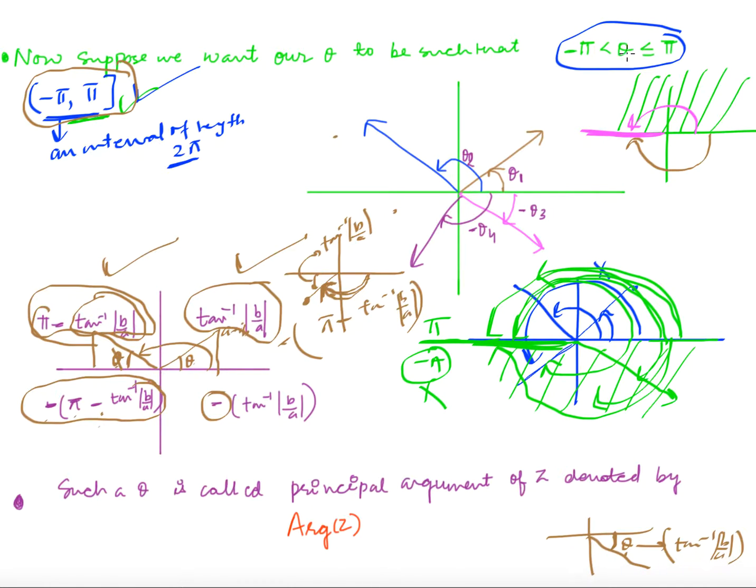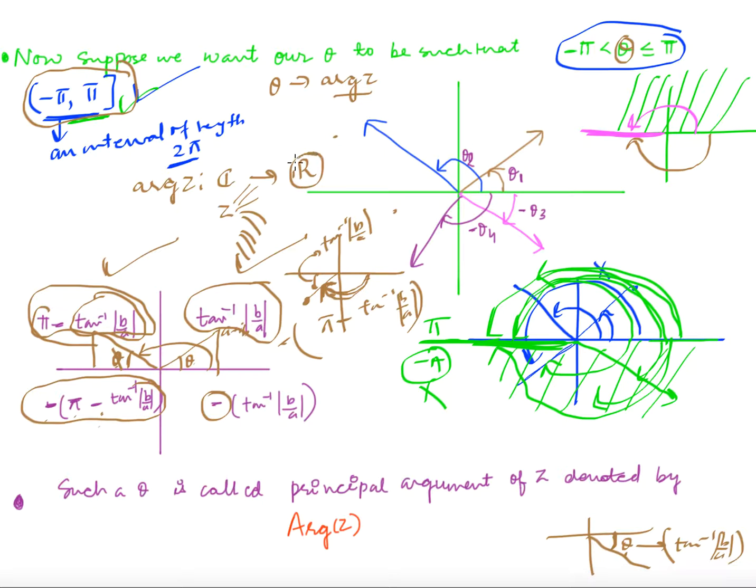And fixing this particular theta, this theta was the argument of z. So basically argument of z is a function from the set of complex numbers to, if we fix an interval, initially it was just R, but it was not a function because for a particular z I had so many values. So that doesn't satisfy the definition of a function we know.